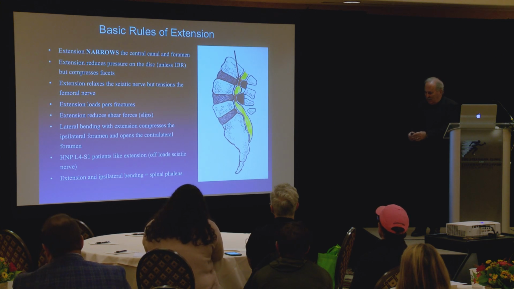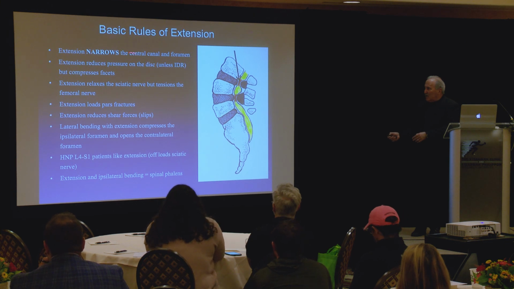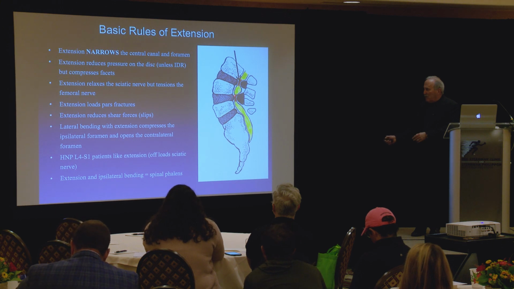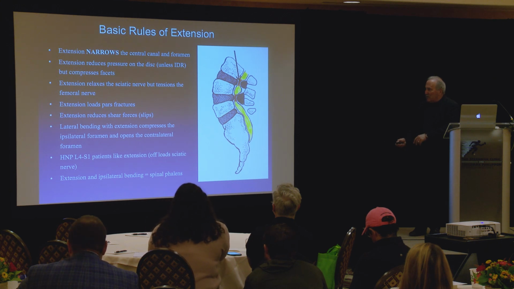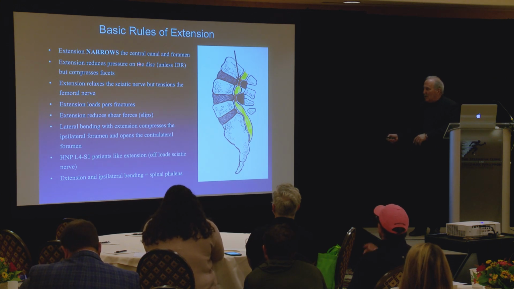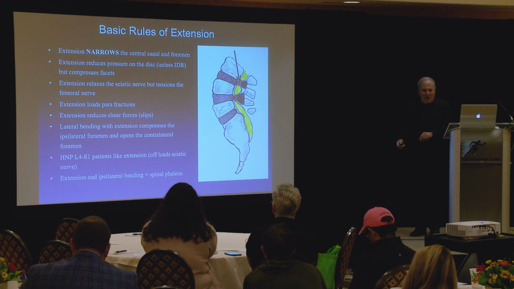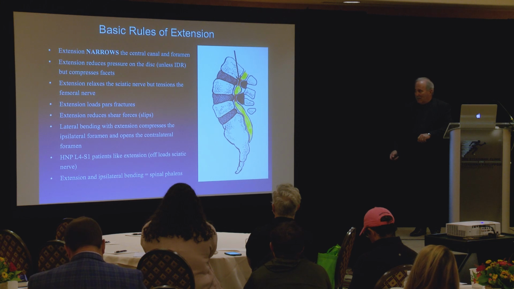Basic rules of extension. So extension narrows the central canal and the foramen, right? So if you've got stenosis, you're going to make this situation worse. If you've got narrowing in the lateral recess or in the foramen, you're going to make it worse. Extension reduces the pressure on the disc, unless you have IDR, we'll talk about, but compresses the facets. Patients with bad disc pain want to bend backward all day long. You bend them backward in their office and they go, I like that. But if they have bad facets, what are they going to do? They're going to yelp at me. You bend them backward, you load the facet. They don't like that, right?